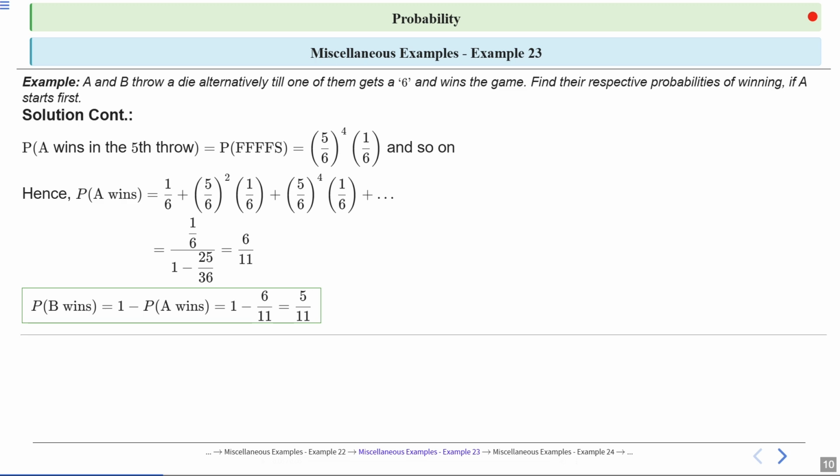And this is our answer. So I hope it's clear to all of you. So now let's move to the next example.